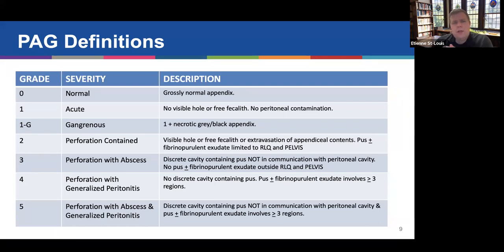So non-perforated acute appendicitis is now grade 1. And then we created a 1G category for gangrenous appendicitis, but that is not perforated. And then the perforated appendicitis categories were shifted to 2 through 5. So 2 is a contained perforation, equivalent to the previous grade 1. Grade 3 is perforation with a discrete abscess, equivalent to the previous grade 2. Grade 4 is perforation with generalized peritonitis, but no abscess, which is the previous grade 3. And grade 5 is a perforation with one or more abscesses and generalized peritonitis.